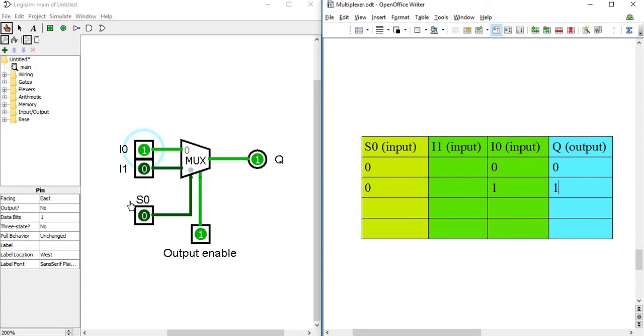In the third case, we will change our select signal from 0 to 1, and because our output is now connected to the second input, and the second input signal is 0 at this moment, our output signal is also 0, so we have to write here 0 and we have to write here 0. And the last case will be when our second input signal is 1, and we can see that when this input signal switched from 0 to 1, the output signal also switched from 0 to 1. So we have to write here 1, 1, and also here we have to write 1.